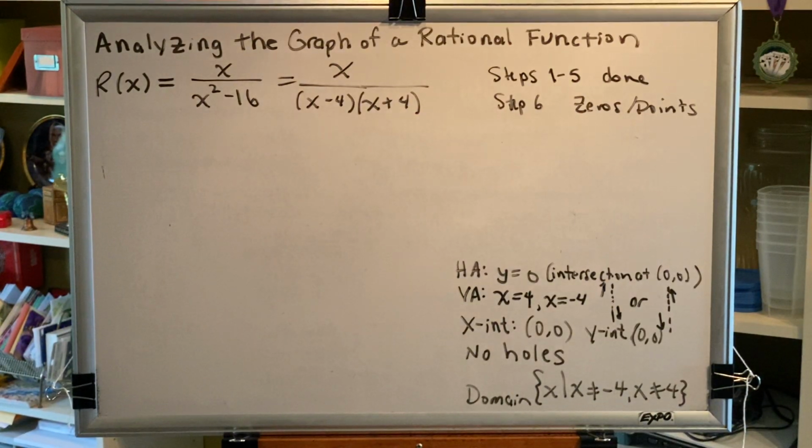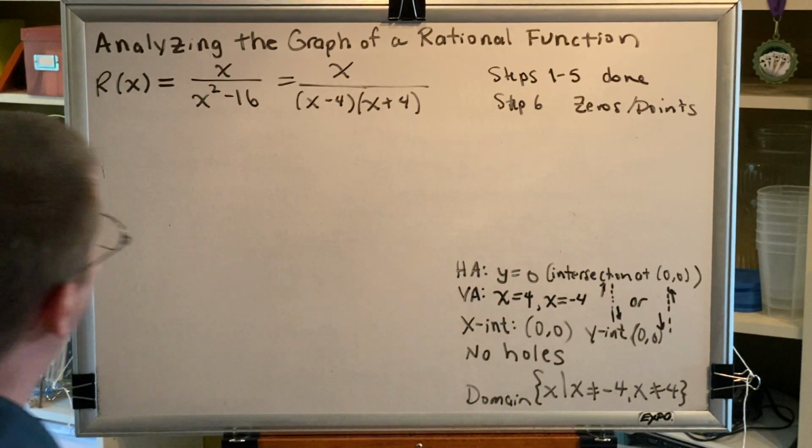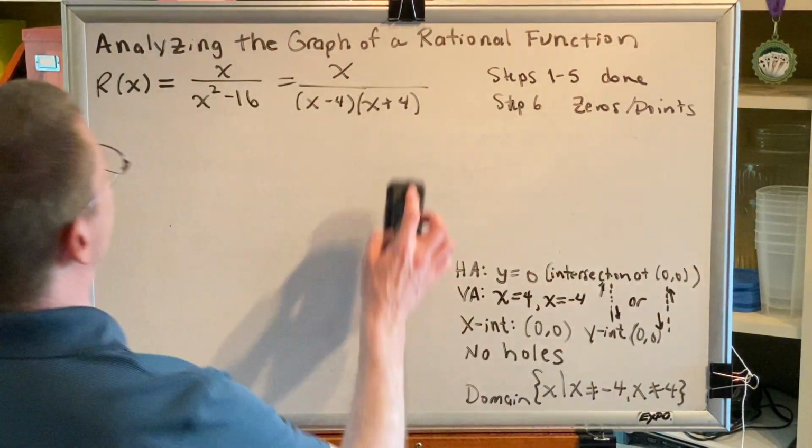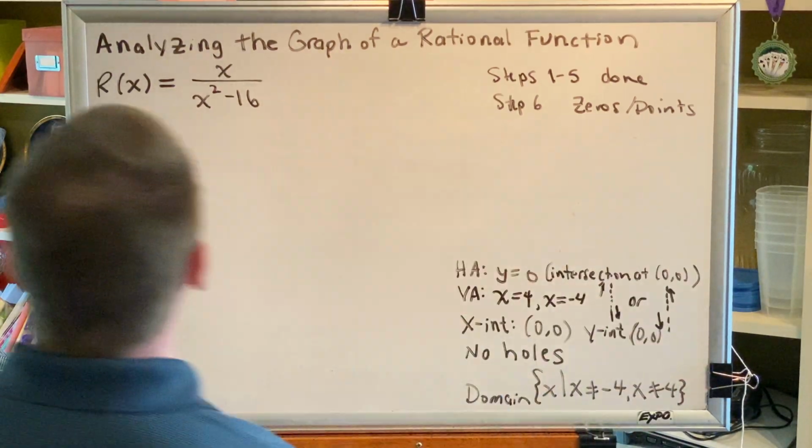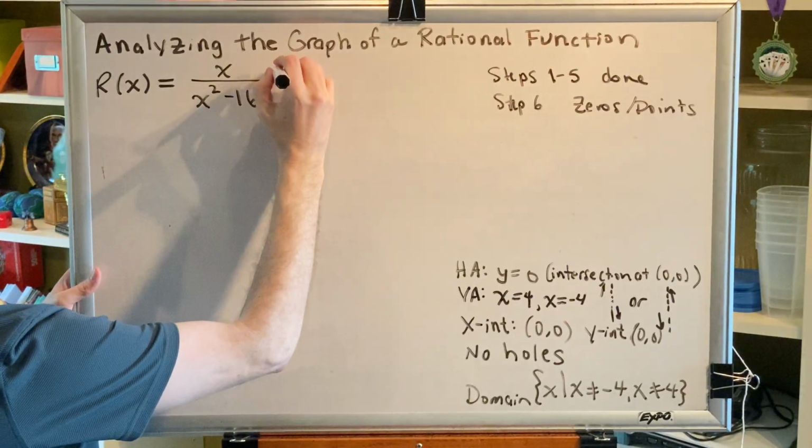Step 6 says, use the zeros of the numerator and denominator of r to divide the x-axis into intervals. Note that we're back to using the original r function provided at the beginning of the problem. Determine where the graph of r is above or below the x-axis by choosing a number in each interval and evaluating r there. Plot the points found. Okay, since we're back to using the original r, I'm going to go ahead and erase this factored version, and we're going to find the zeros of the numerator and the zeros of the denominator.